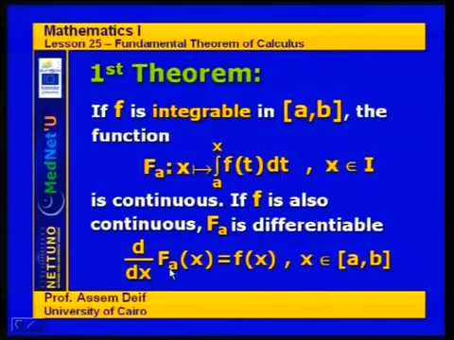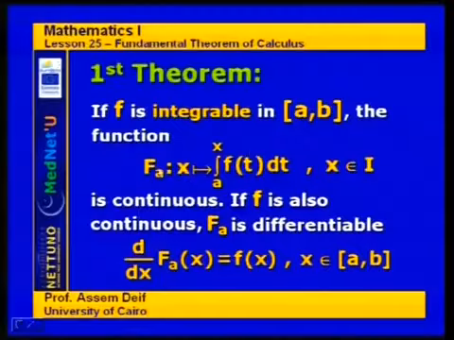And we have seen this with Newton when he differentiated the area in order to obtain the function. So if f is integrable, F of x is continuous, and if f is continuous, then this F of x is differentiable, meaning that this integral is the antiderivative of the function f. In other words, every continuous function has at least one antiderivative.